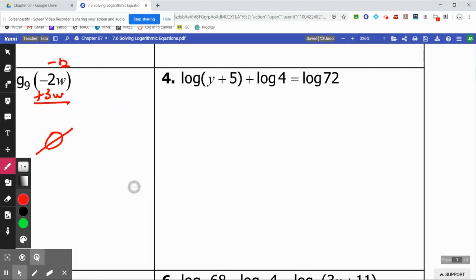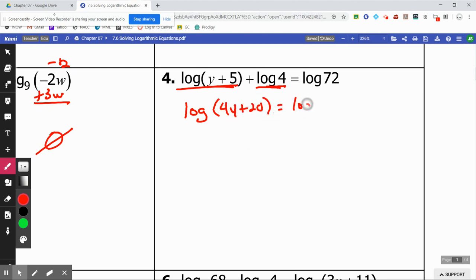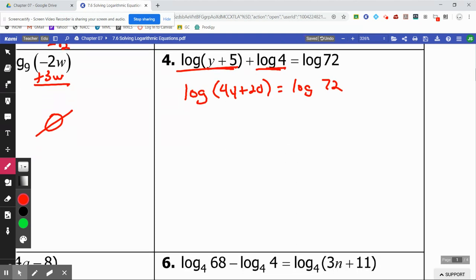Number 4. Now here, notice step number 1 is to condense the logarithms. If you have two different logarithms on the same side, this is why we learn the rules of logs. A log plus a log can be condensed into a single log by multiplying these together. That'd be 4y plus 20 equals the log of 72. So the first step, condense it into single logarithms if possible.